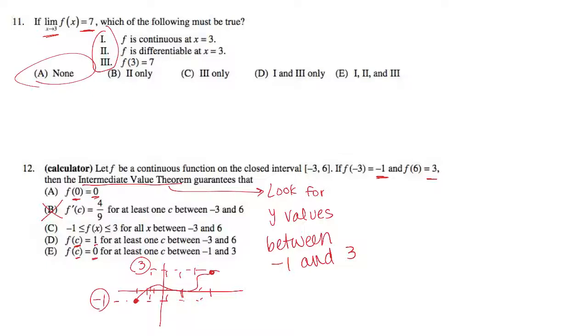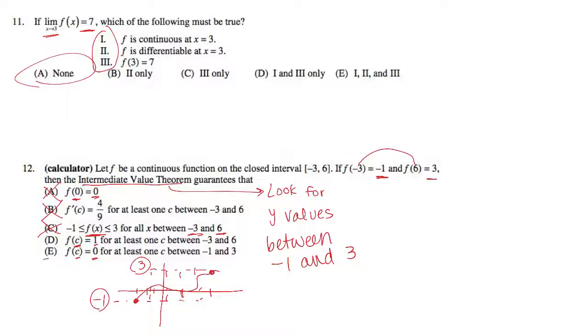So let's look at the conclusion at some of these. Now A, no, we don't know f at 0 has to equal 0. Nowhere does that say that. So for part C, it says for my y values between -1 and 3, for all x between -3 and 6. Well, negative 3 and 6, that's our x value. So I don't think our intermediate value theorem talks about anything about x values. And again, D, same thing.